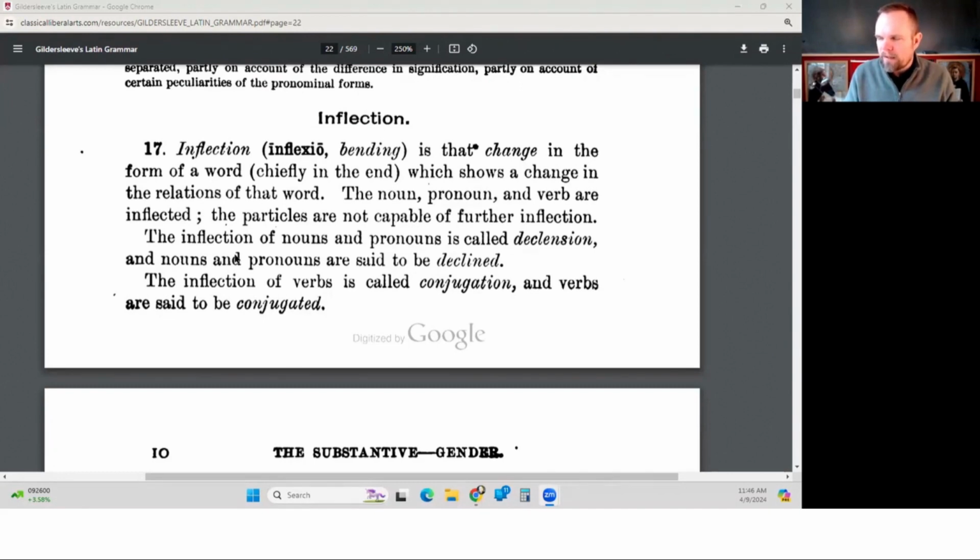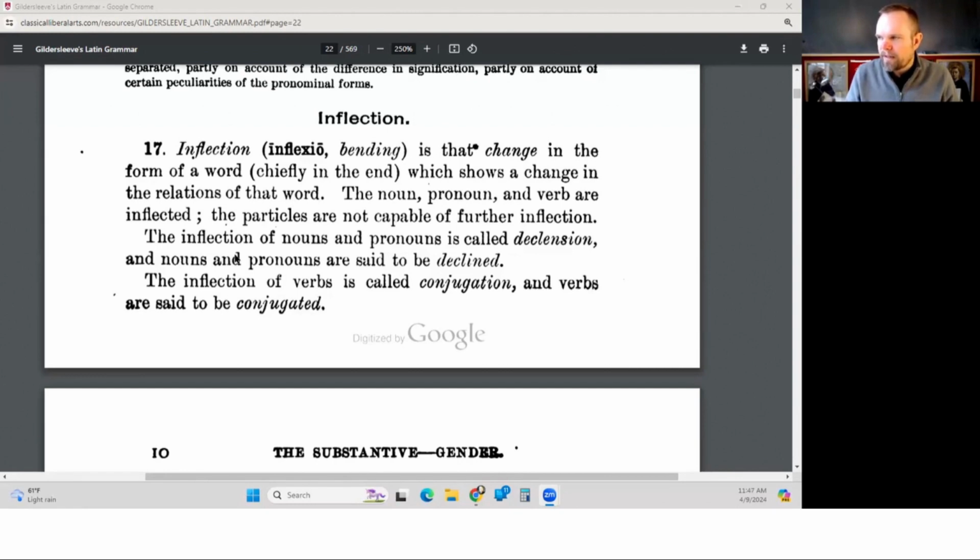Okay, very simple. And you're told there in the lesson that inflexio in Latin means bending. So we take the basic form of a noun or the basic form of a verb or the basic form of a pronoun, and we kind of bend it, we twist it and change it to make it express a different idea. And we'll see more of what that means when we get into these different forms in coming lessons.